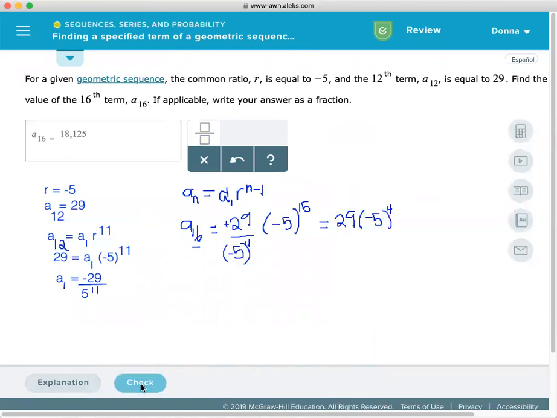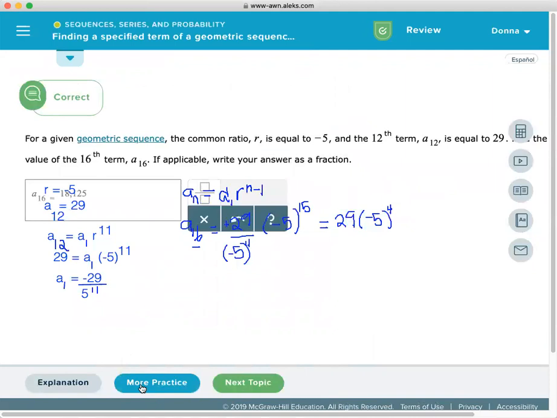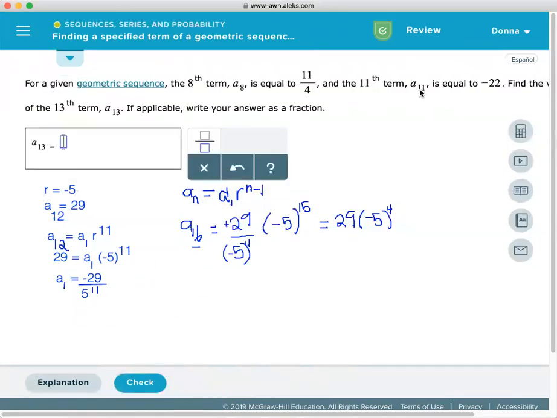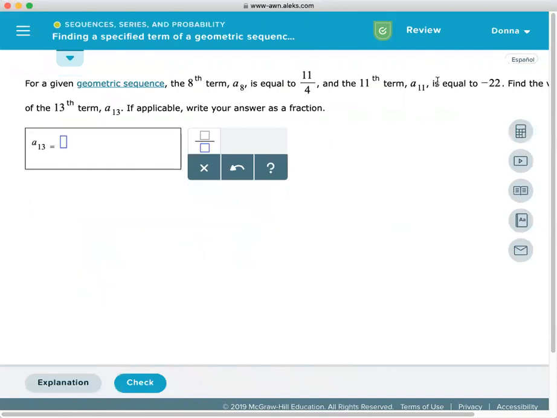Let's do one more because there's another case where they don't give you the R. They just give you two terms. So let's clear our drawings. And here's the case where they're giving us two terms. So they give us the 8th term, and they also are giving us the 11th term, and then they say, okay, now you got to find the 13th. And so we're going to introduce a new formula whenever they give you two terms that are not consecutive.